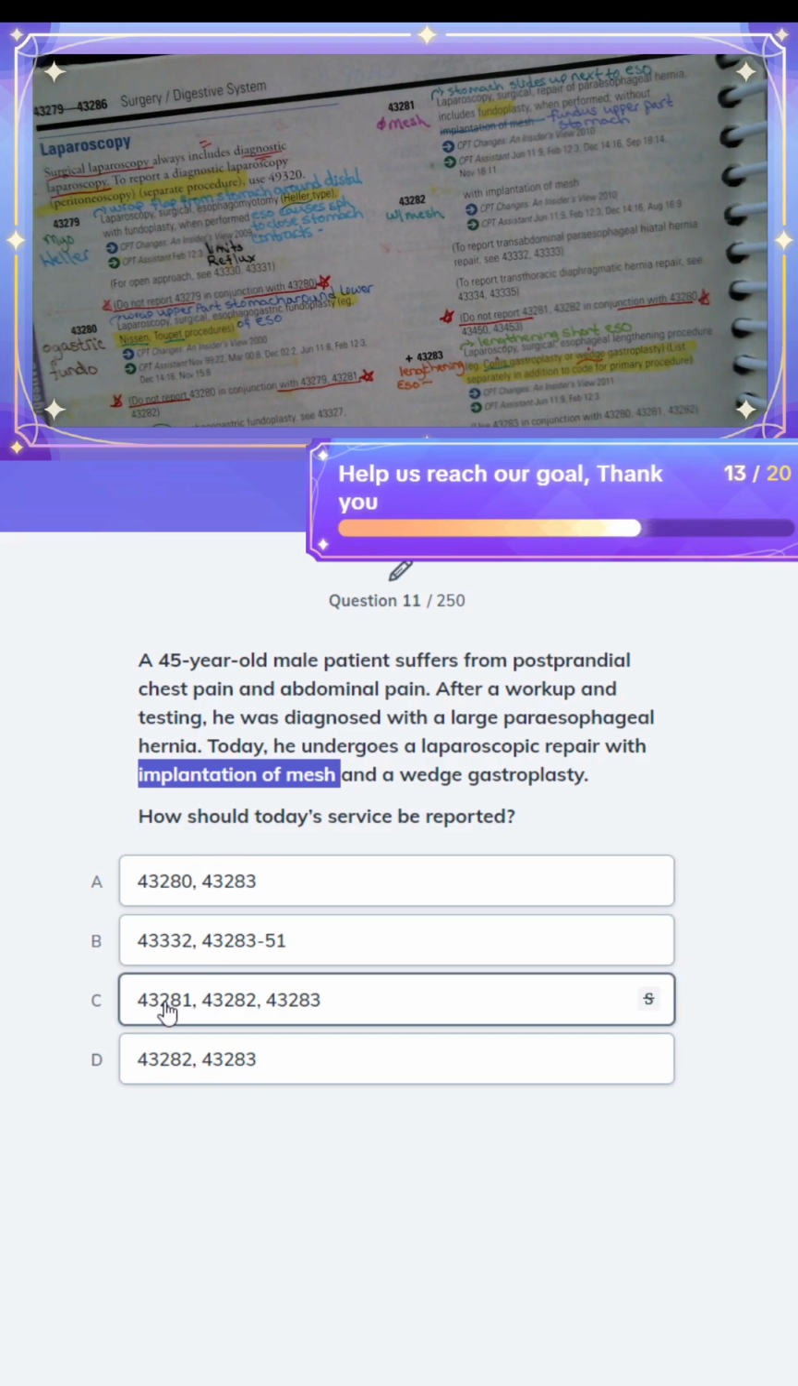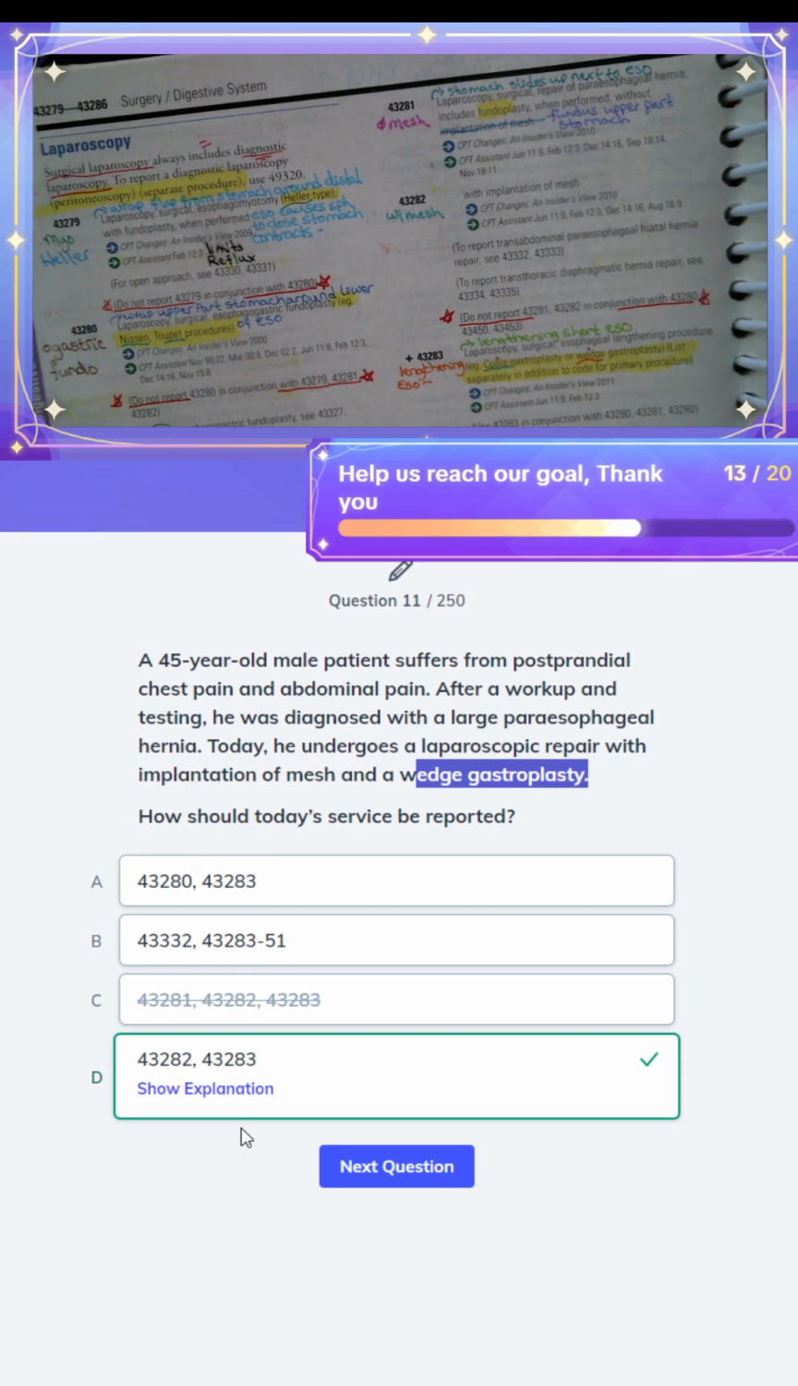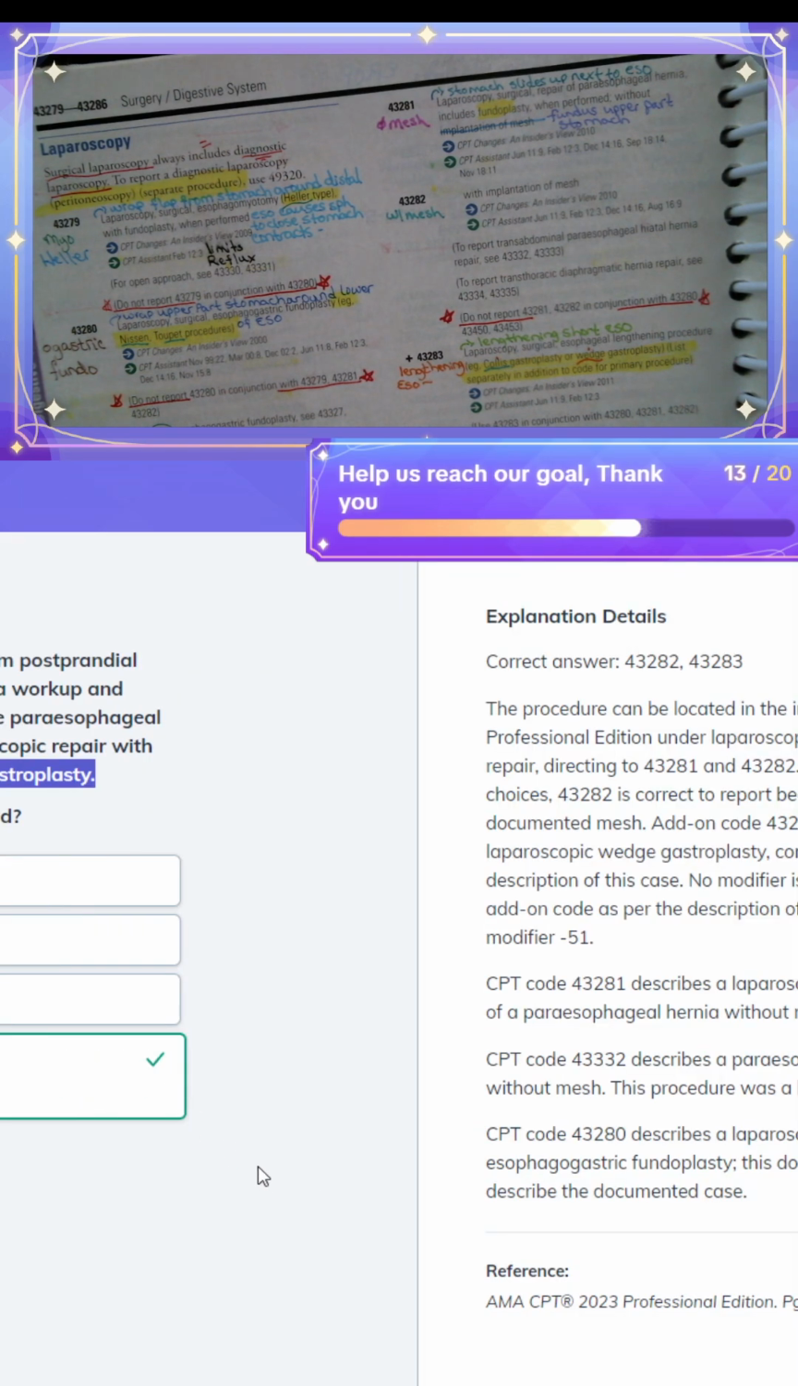Would you code the code with no mesh and then code another code with mesh? C looks like a coding irregularity to me. We do have an add-on code for the 83, which is just lengthening of the gastroplasty. And you see how it says "and gastroplasty." So this looks good with the 83 because it's got the add-on code with it. Yeah, perfect. Good job. Perfect, perfect.